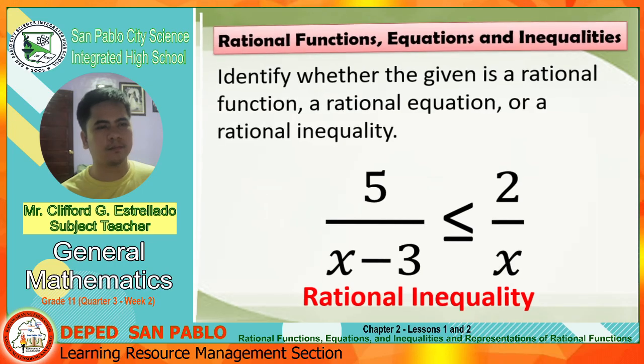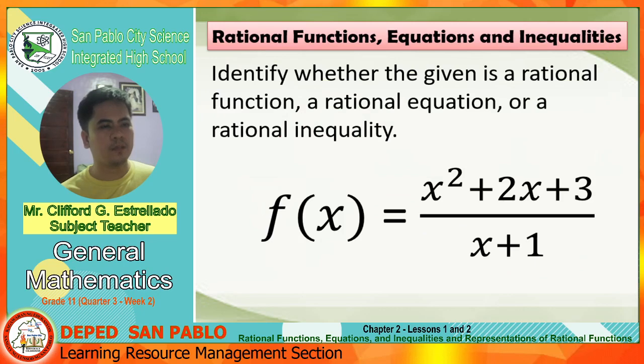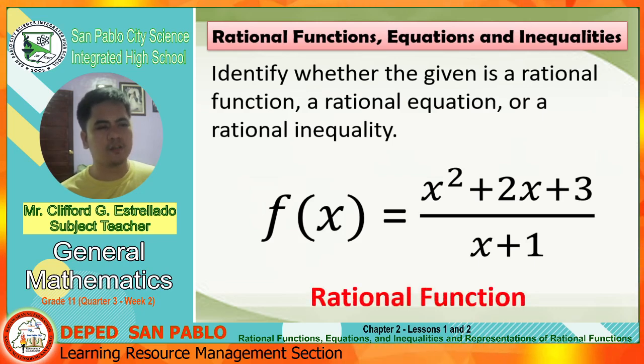Next, about this one, we have f of x is equal to x squared plus 2x plus 3 over x plus 1. Okay, we have a rational function. Okay, f of x, the name of our function, and on the right side, we have x squared plus 2x plus 3 over x plus 1, wherein it is a rational expression. Next.